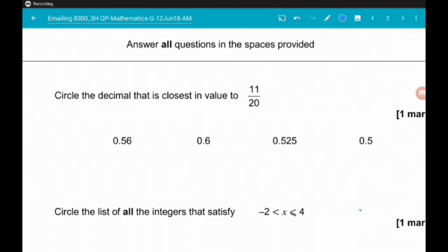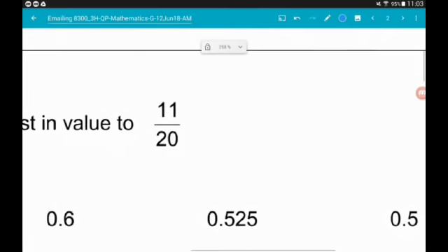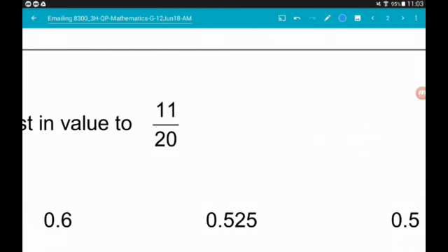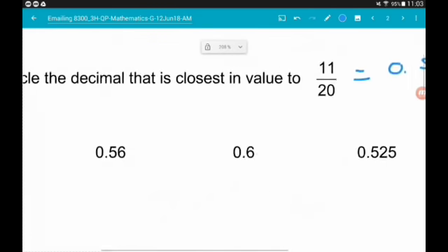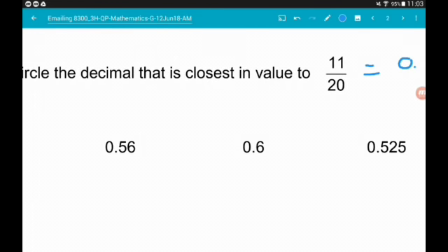Okay, question 1 wants us to circle the decimal closest to 11/20. So the first thing we're going to do is use our calculator to turn this into a decimal, which is 0.55. So what we can do then is find the difference between these numbers and 0.55. So 0.56 minus 0.55 is 0.01.